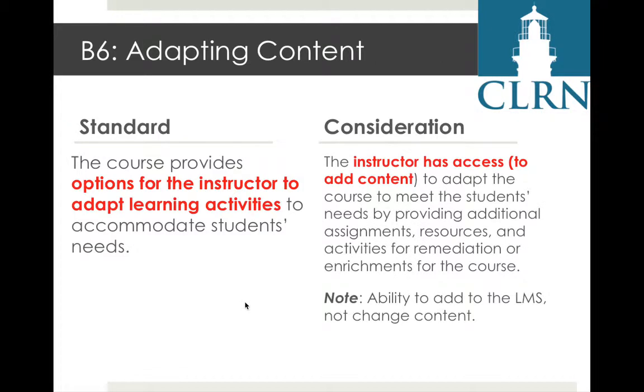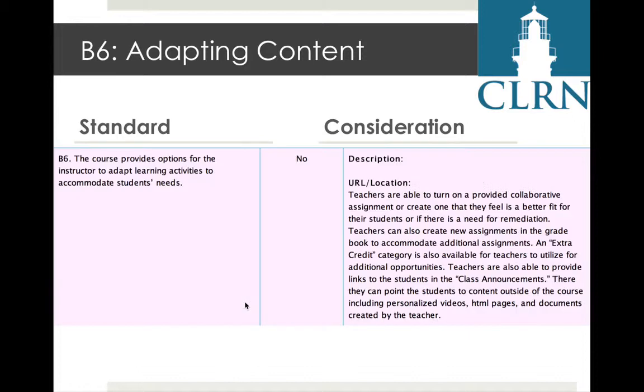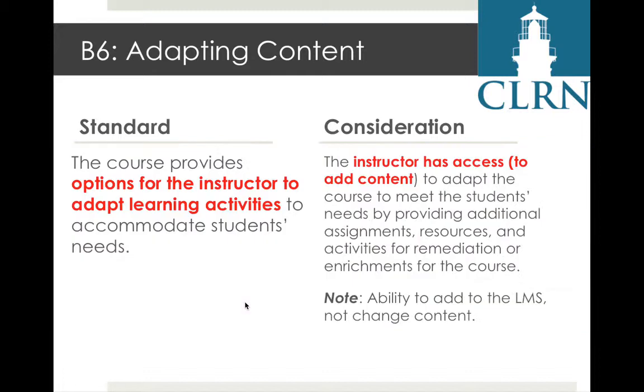Standard B6, Adapting Content, focuses on whether instructors have the ability to adapt learning activities to accommodate student needs. Publishers will provide you with either the URL or location where you can verify the standard. However, you will need to carefully check their evidence. Standard B6's consideration simply states that the instructor has access to add content to the course with the ability to add assignments, resources, and activities. Our expectation is that the instructor has the ability to add these components within the learning management system.